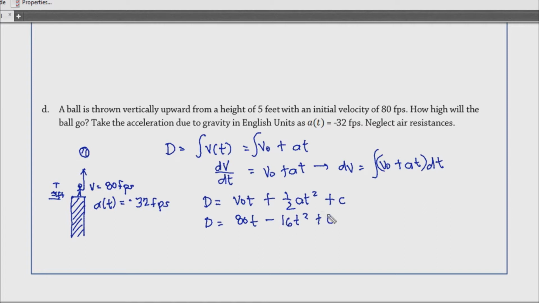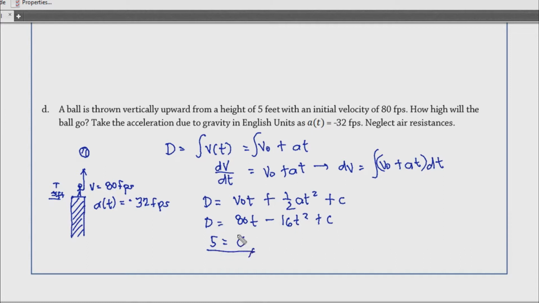Kasi, kulang yung ating equation nito, and then we need to find exactly your value of d in this case. So, kung initially we have 5 feet, alam naman natin na yung distance niya before it starts, so we have 5 feet already. So, pwedeng sabihin natin na 80 times 0 would be 0, minus 16t squared would be 0, and then plus c. So, c is equal to 5.